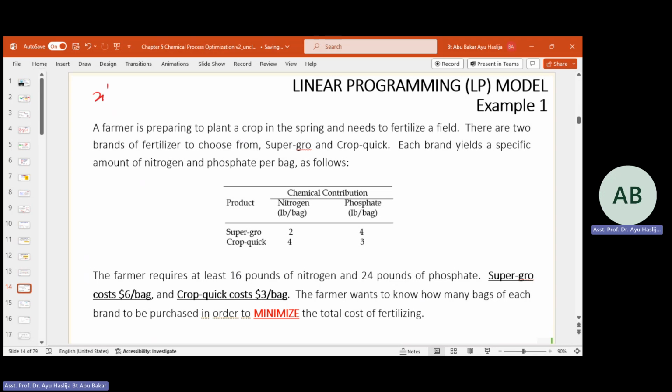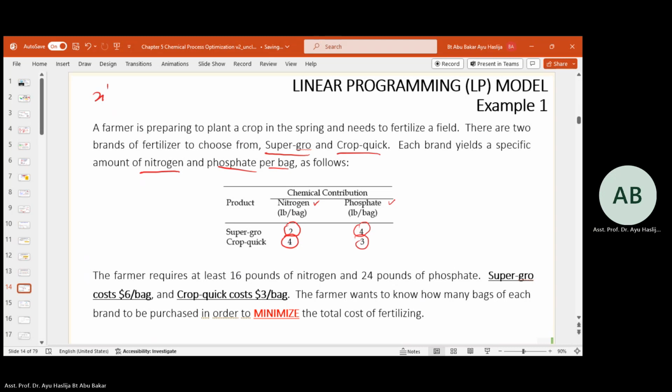Linear. Now, example 1. A farmer is preparing to plant a crop in the spring and needs to fertilize a field. Okay, there are 2 brands of fertilizer to choose from, Supergrow and Crop Quick. Each brand yields a specific amount of nitrogen and phosphate per bag. Okay, the focus is on nitrogen and phosphate. Supergrow has 2 nitrogen and 4 phosphate. Crop Quick, this amount.